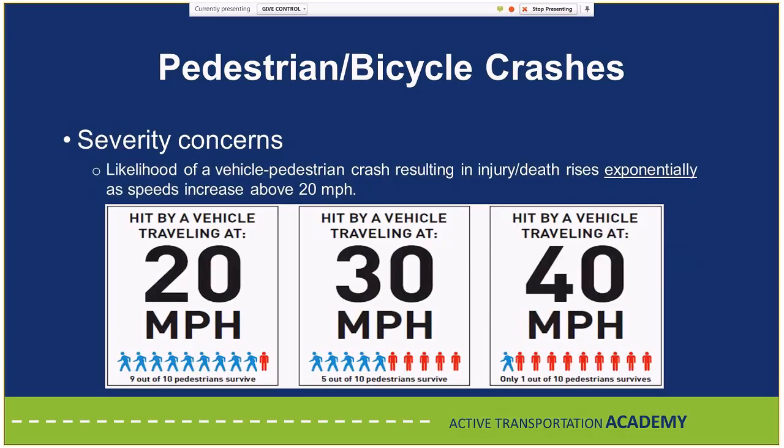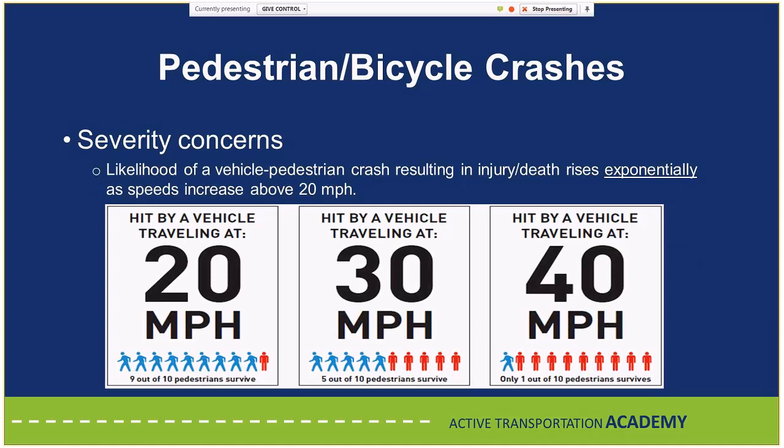Pedestrian and cyclist crashes are a specific concern because studies show that the likelihood of a vehicle-pedestrian crash resulting in injury or even death rises exponentially as vehicle speeds increase over 20 miles per hour. You can see in this graphic a visual of the correlation between injuries and vehicle speeds. The possibility of a pedestrian surviving a crash is about 95% when the vehicle is traveling only 20 miles per hour. It's about 55% just 10 miles an hour faster. And then only about 15% when the vehicle is traveling over 40 miles per hour, so it's pretty significant.